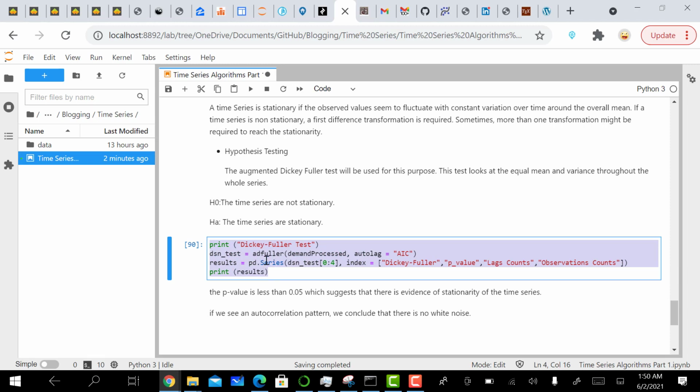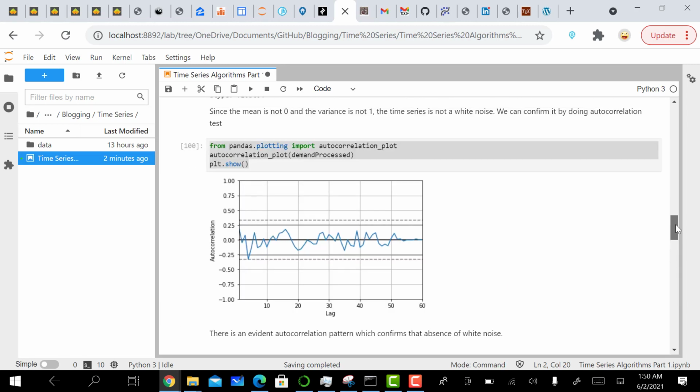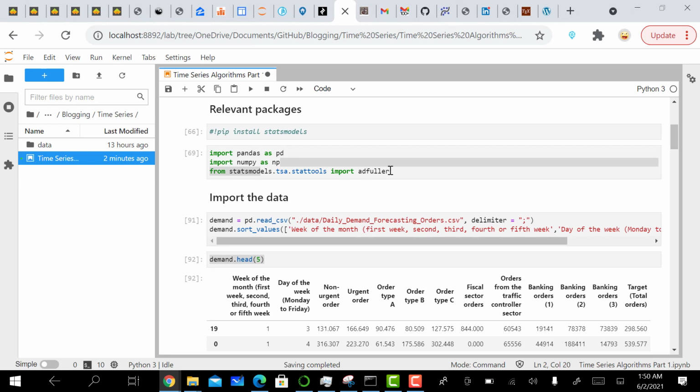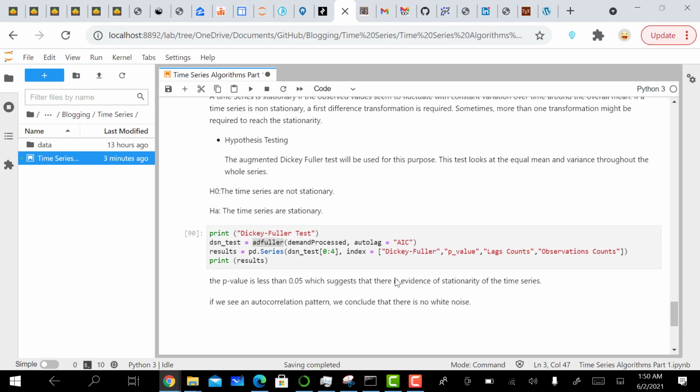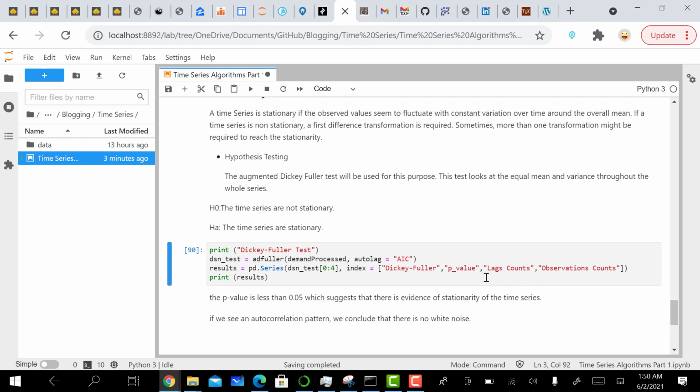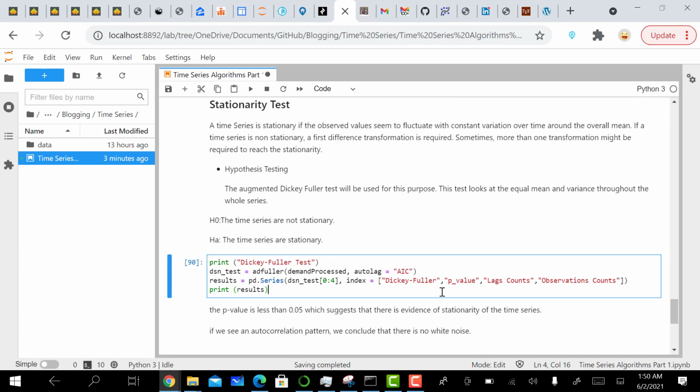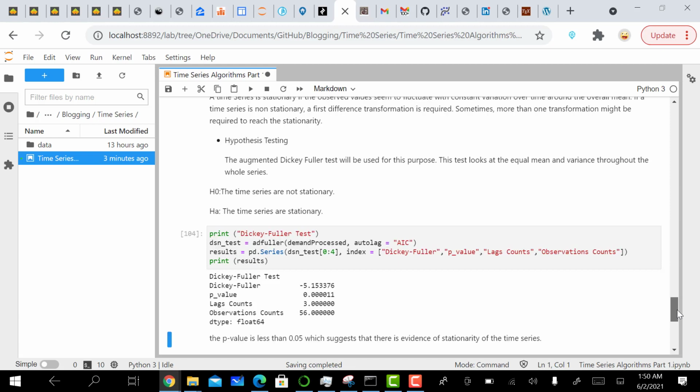Here, what I'm doing is calling the adfuller function that I imported at the top from statsmodels, and the criterion is the AIC. That minimizes whatever mean square error or optimizer. And then these are the results that I want my test to spit out. I want the value of the test statistic, I want the p-value, I want the number of lags, and I want the number of observations that have been used for this result. All right, so let's run this and look at the result of the test.